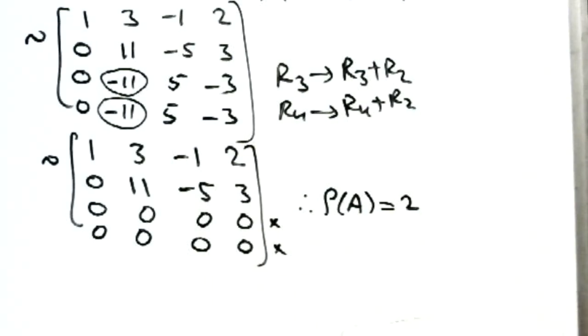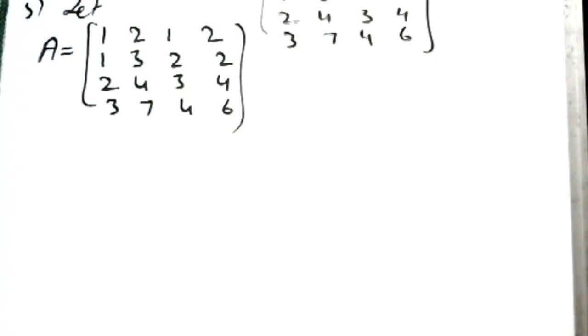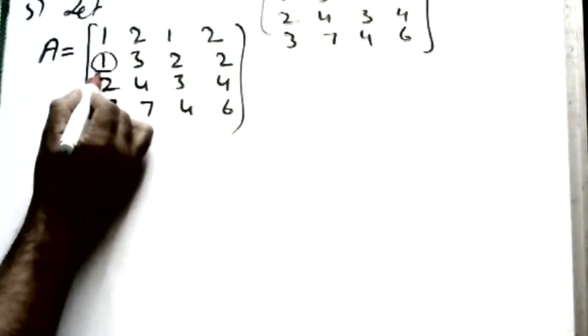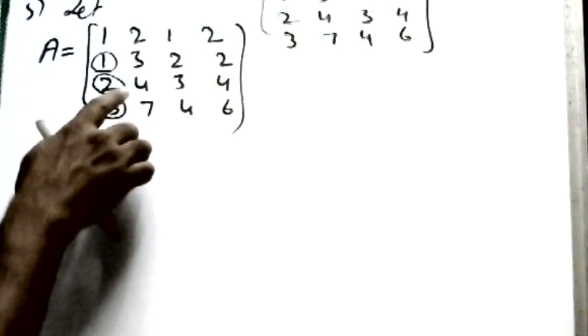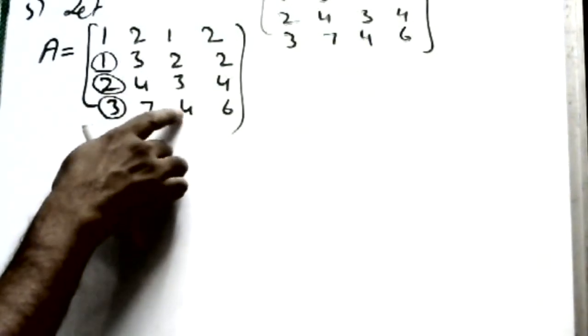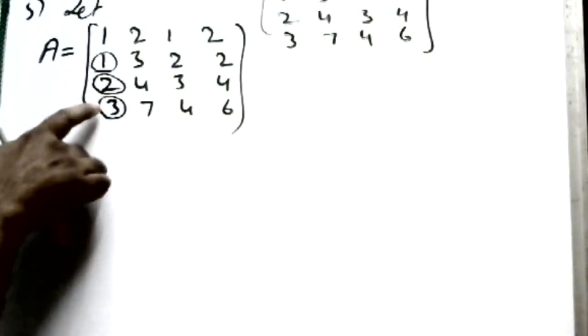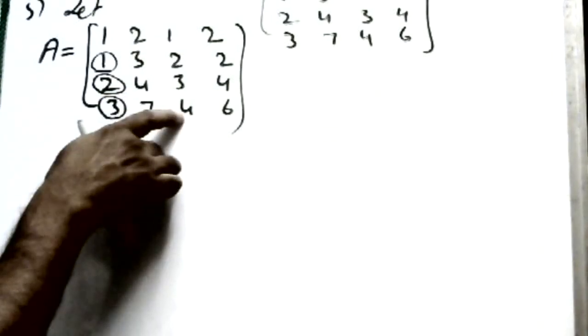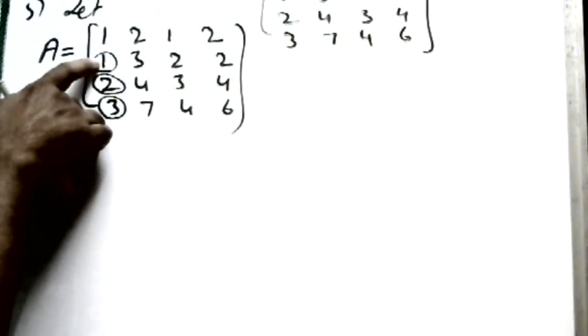Let me do one more question. Now see here, next question. How to start? In the first step, we have to make these three zeros. In the next step, these two zeros. In the next step, this zero. The method is: these three zeros, then these two zeros, then this zero.